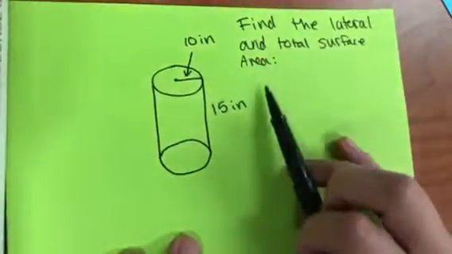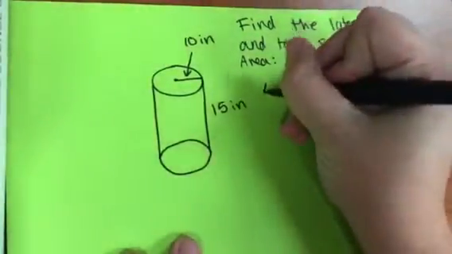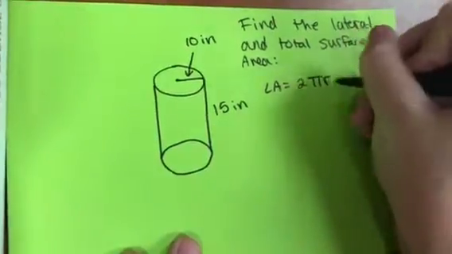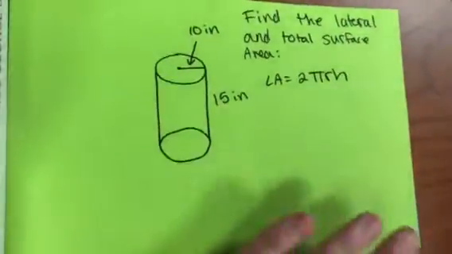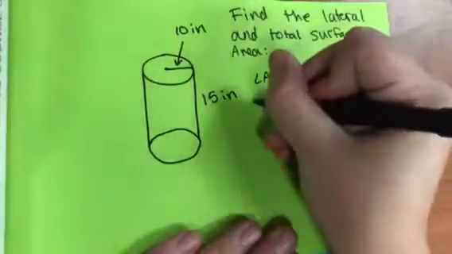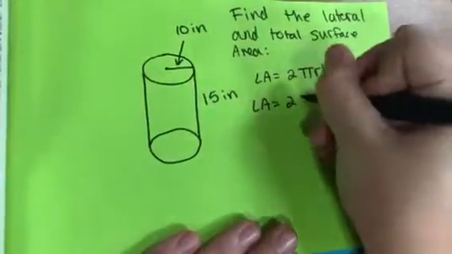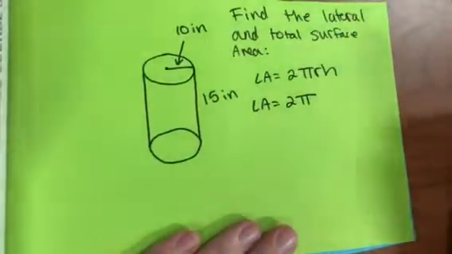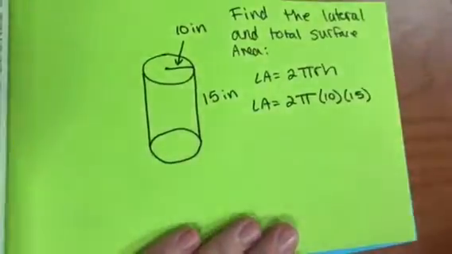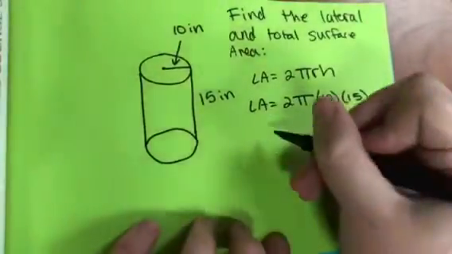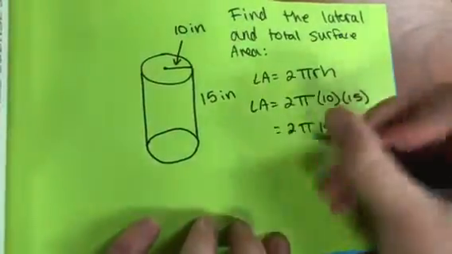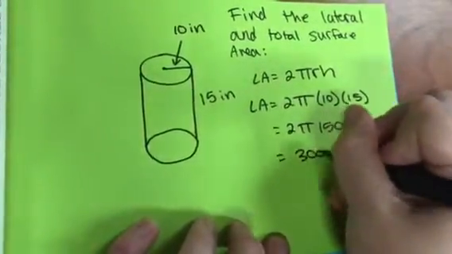Find the lateral and the total surface area. The lateral area was 2 pi r h. The only reason I was able to tell you without looking at the formula chart is because it's the circumference times height. So lateral area equals 2 pi, and I'm literally just plugging it in. My radius is 10. My height is 15. So I've got 2 pi times 150, which equals 300 pi.